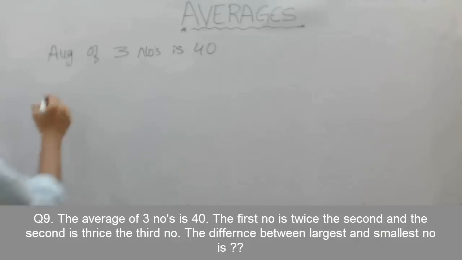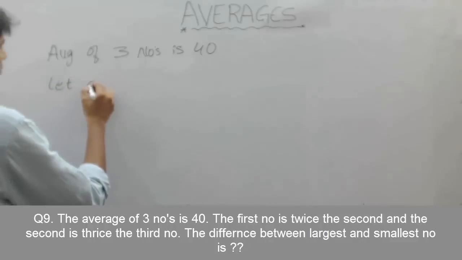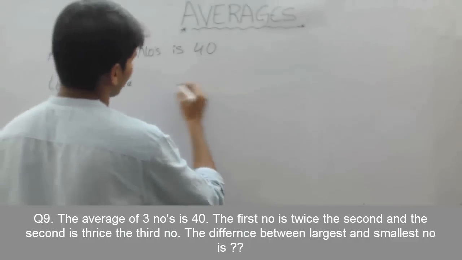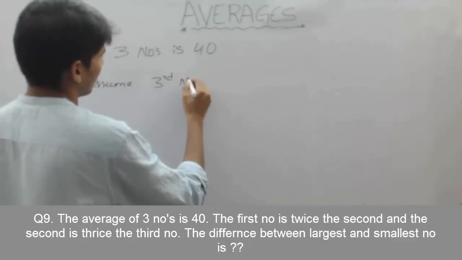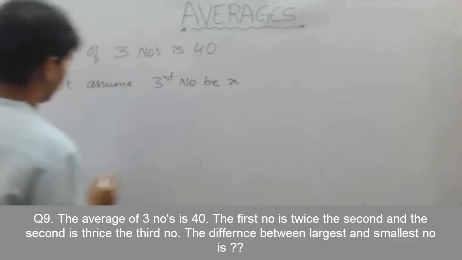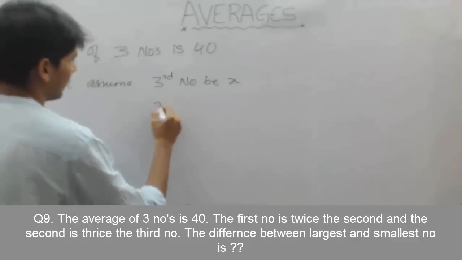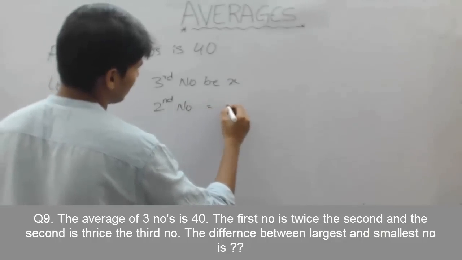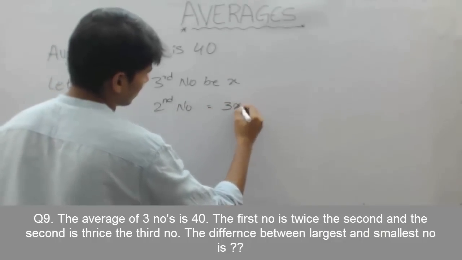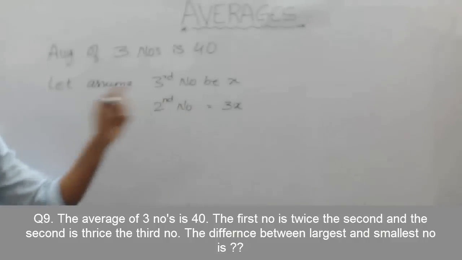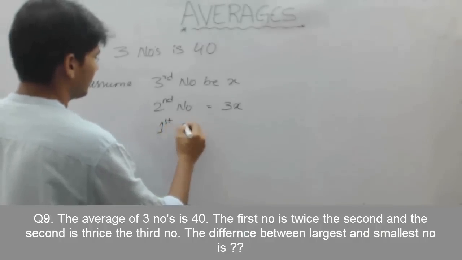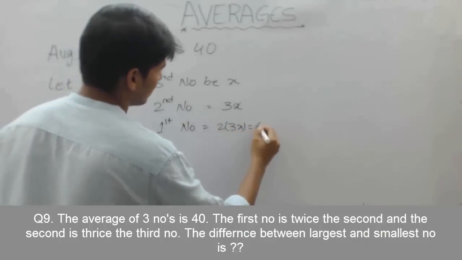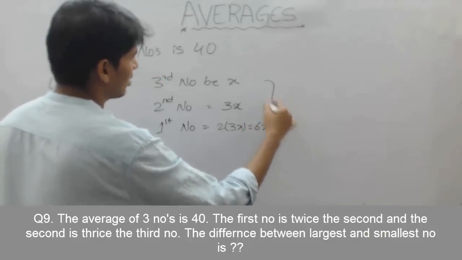So this can be done by using a small assumption. Let us assume that the third number be x. He has clearly said that the second number is thrice the third. That means the second number is 3x, and the first number is double the second, that is 2 into 3x, that is equal to 6x. Now these are the three numbers.